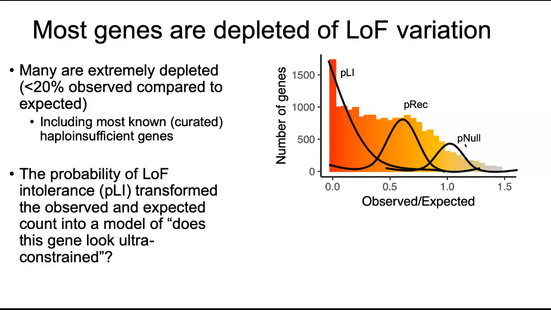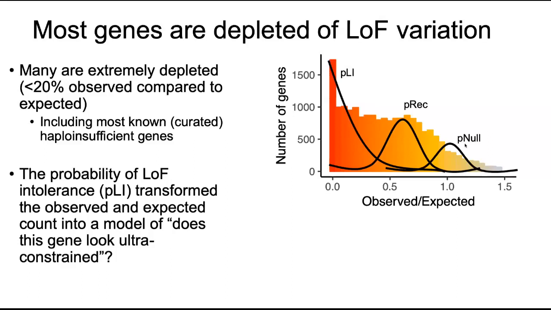So in this mode, what you can see is, it's a subtle point, but the really important thing about PLI is that it is truly not a continuous value, even though it kind of looks like one. The recommendation for PLI is to just consider a cutoff of some kind, like 0.9 or 0.95, and say, if you're above this line, you are a constrained gene, in the ultra-constrained mode, rather than using it as a ranking of any sort. The reason is that because of this mixture of Poissons that we fit, it's not really meant to be a continuous value.